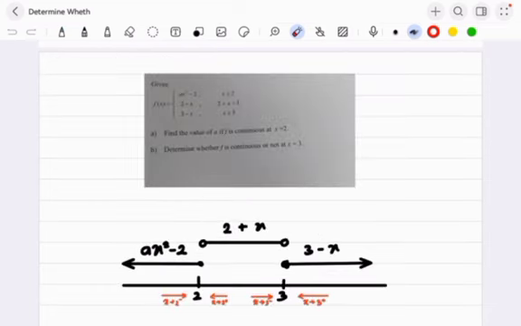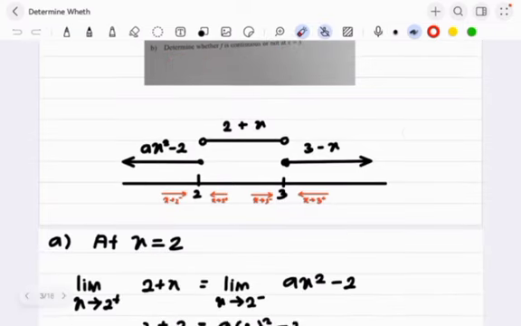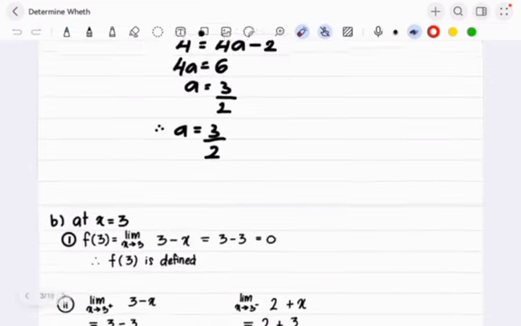Now let's look at question B. Determine whether f(x) is continuous or not at x equals 3. Just like question A, we need to look at x approaching 3. So x approaching 3 from the left should equal x approaching 3 from the right. So 2 plus x and 3 minus x. Let's look at the answer.